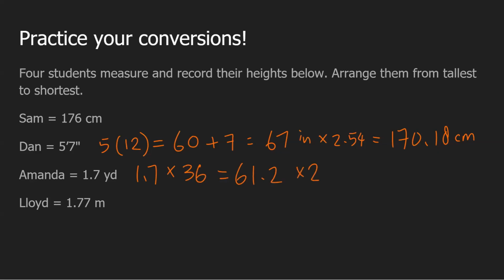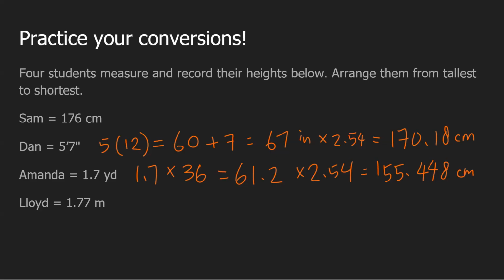So once again, we're going to multiply by 2.54, which will give us 155.448. Yeah, these numbers are not pretty. Like I said earlier, the conversions will not always be very nice.